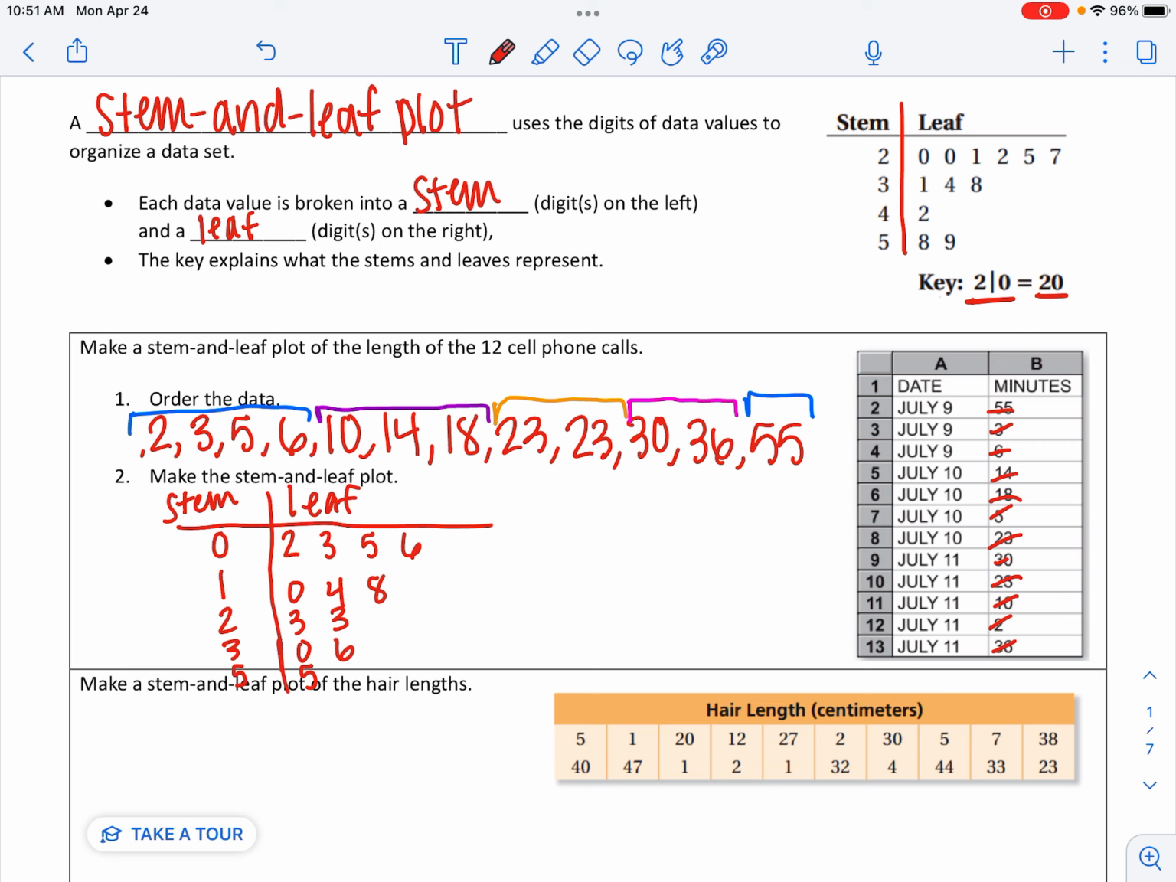Your stem and leaf plot should look exactly like that. Again, this is just another way to organize your data to make it look a little nicer and to make it so that we can analyze it better.